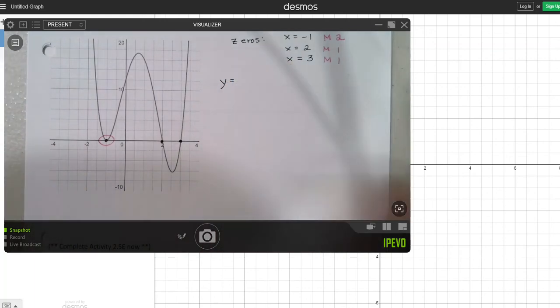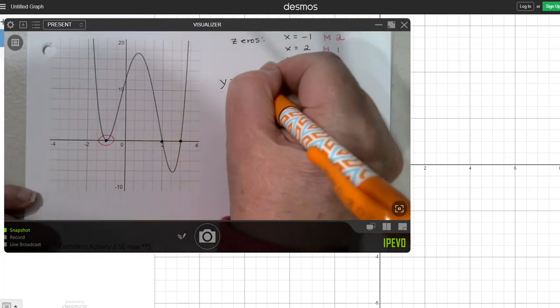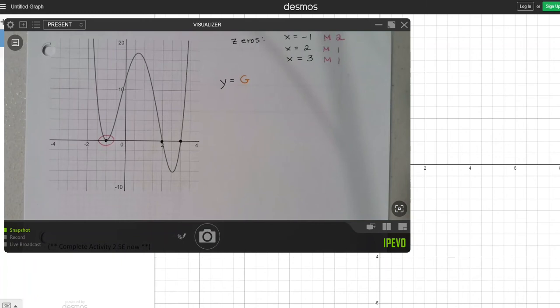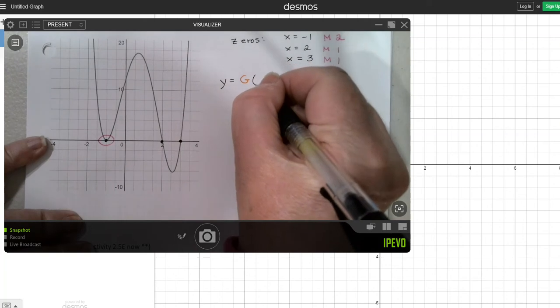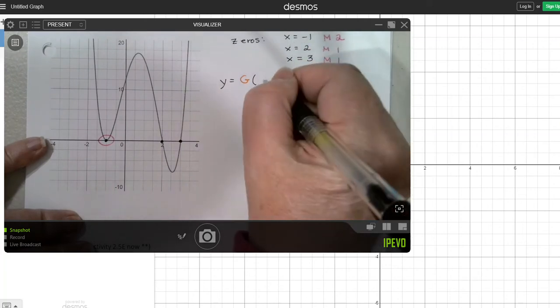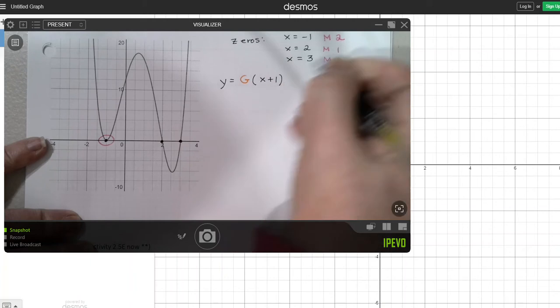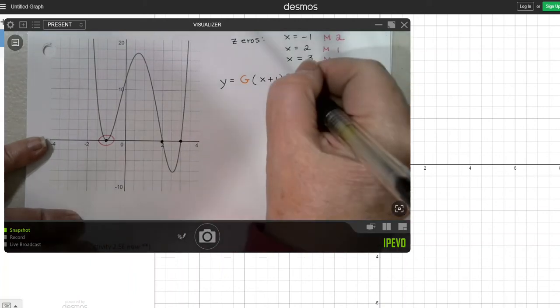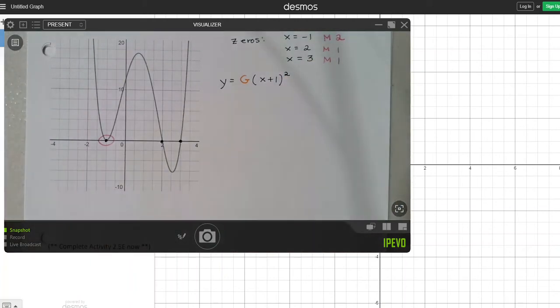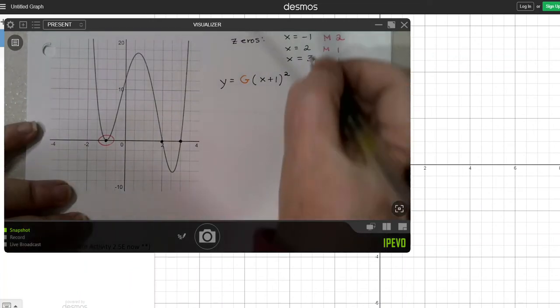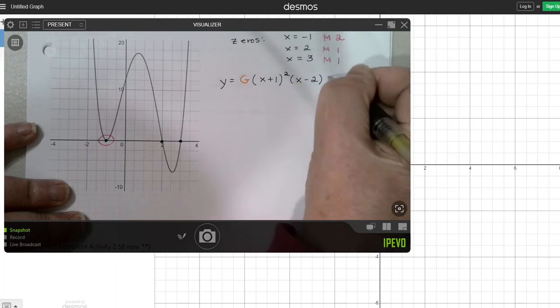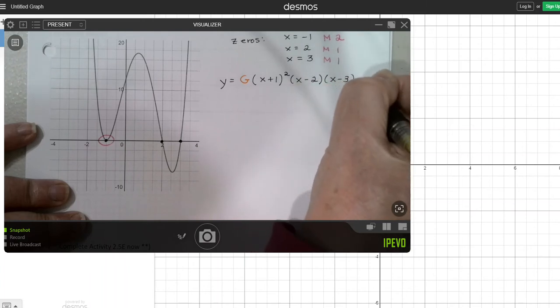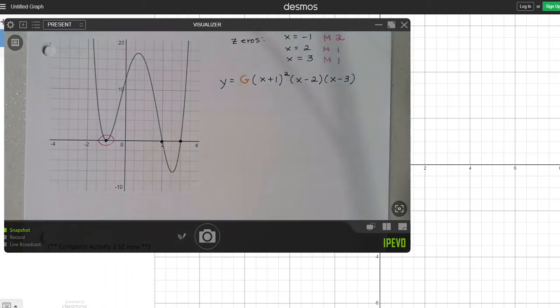All right, so again, there may be a GCF that I don't know yet. I'll have to come back and figure that out later. But from these zeros, I know the factors would be x plus 1. And with a multiplicity of 2, that occurs twice, so I'm going to square that. Next, I would have an x minus 2, and then an x minus 3. Those are both multiplicity 1, so just powers of 1 on those.